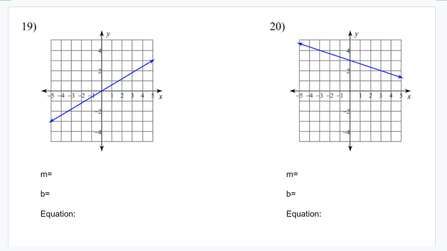Once you finish these, there is a Delta Math practice that's interactive. It gives you the slope and the y-intercept, and you create the line online on Delta Math. All right. If you have questions, look back at your notes, rewatch the video, and I will see you hopefully tomorrow.